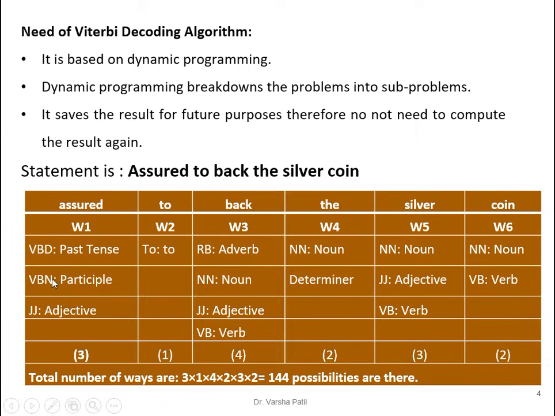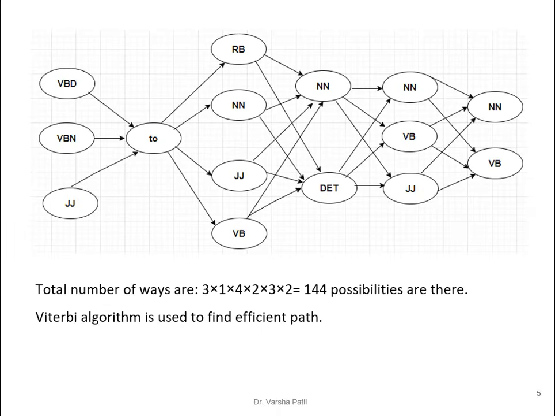So it is not efficient if we try all these 144 possibilities. Only 6 words are there, and for those 6 words, if we check 144 possibilities, the solution will not be efficient. Using the Viterbi algorithm we find the efficient path, in which at every step we check the probability of that particular stage's answer, and based on that probability we decide which part of speech tag to select, and based on that we move forward. So the efficient path gets selected using the Viterbi algorithm.